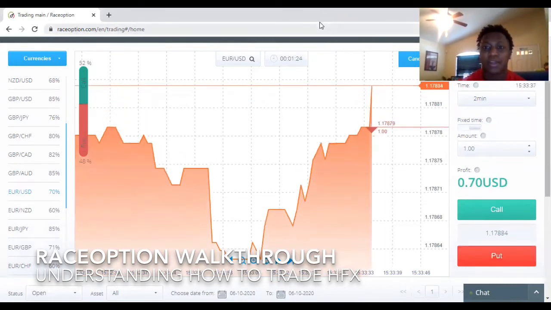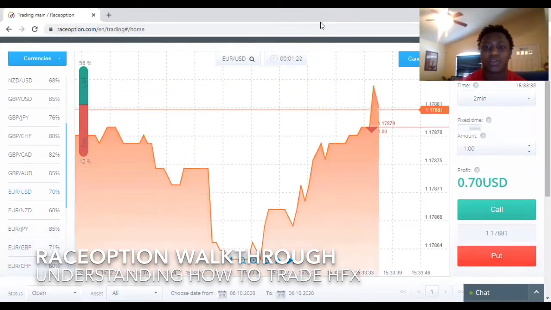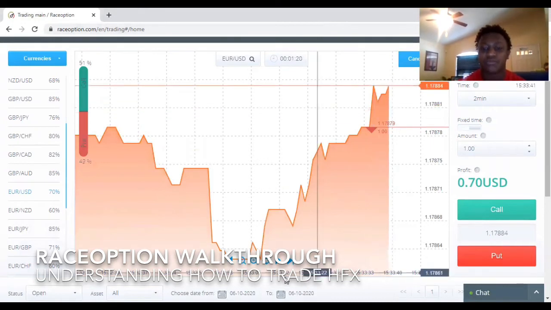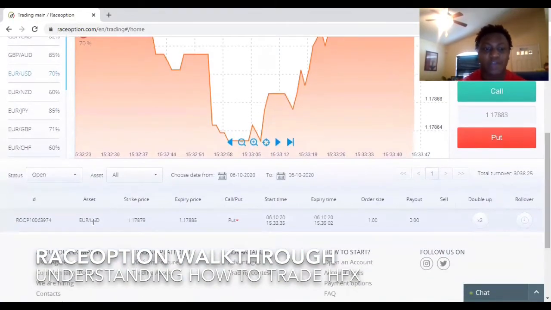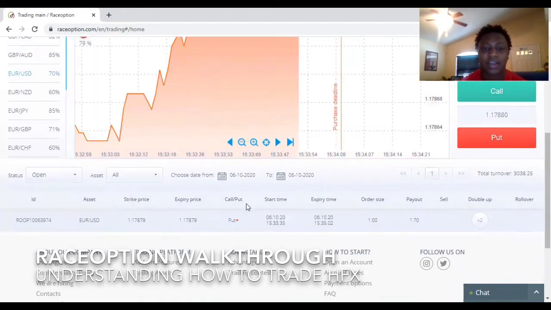And I put in a sell. So if I am winning this trade, just to show you how this works towards the bottom, let's look at this. We're actually losing this trade right now. You're going to have your strike price at the bottom, that's the price you entered at. This is your expiration price, and as you can see, it says call/put. We entered for a sell.